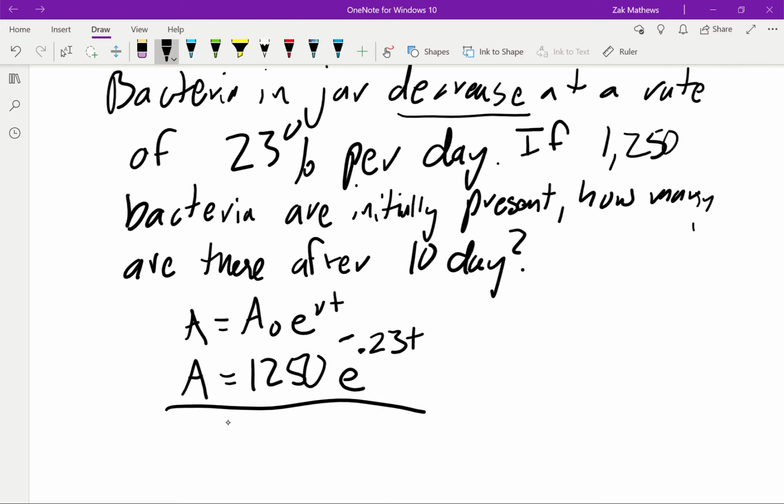Or conversely, I could find the number of days it took to reach a certain number of bacteria. We have our initial population in there. That is a fixed number. That is always going to be fixed based on this scenario. We have the percentage that they're decreasing by. That is, again, fixed in this scenario. And now we can use this to solve the problem. So we want to know how many bacteria there were after 10 days.